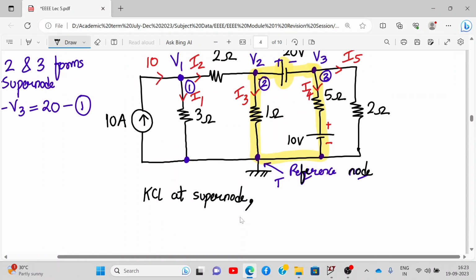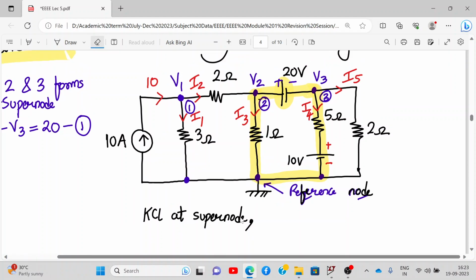No problem at all. We are revising, just writing the equation at the supernode. So again, I'm writing at the supernode. The equation will be: current flowing through node 2, I2, will be the incoming current. Outgoing current is I3. And then at node 3, outgoing currents are I4 and I5. So plus I4 plus I5. So very simply we have written it.